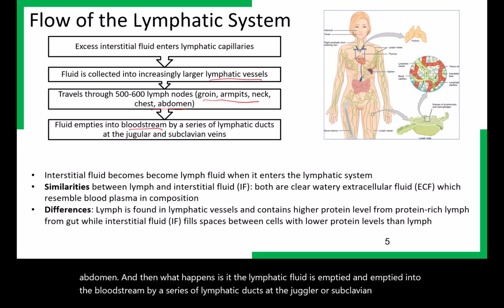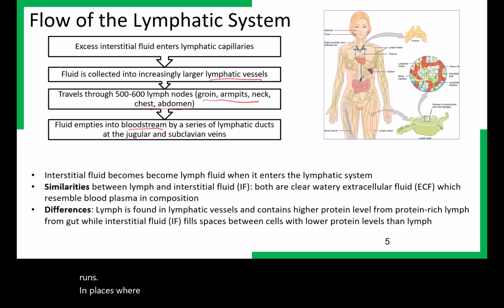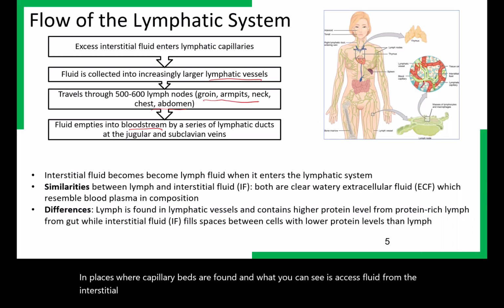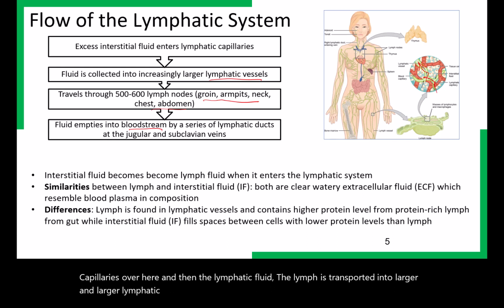What you can see over here is that the lymphatic vessels run in places where capillary beds are found. Excess fluid from the interstitial space can enter into the lymphatic capillaries over here. Then the lymphatic fluid, the lymph, is transported into larger and larger lymphatic vessels.